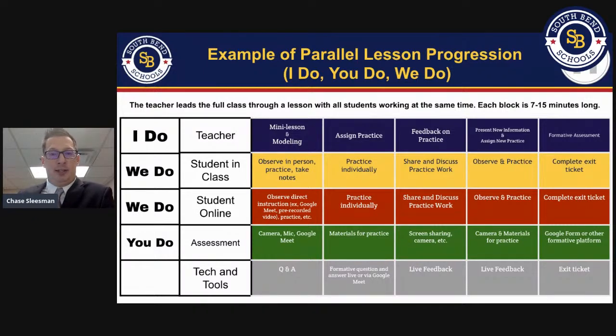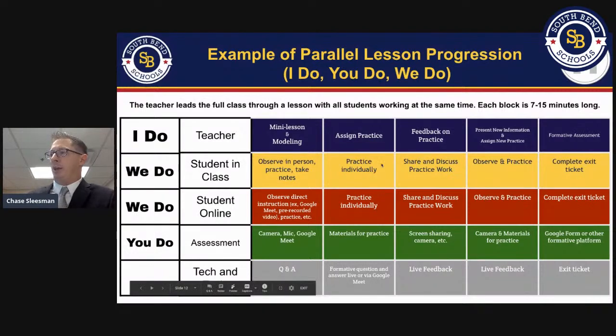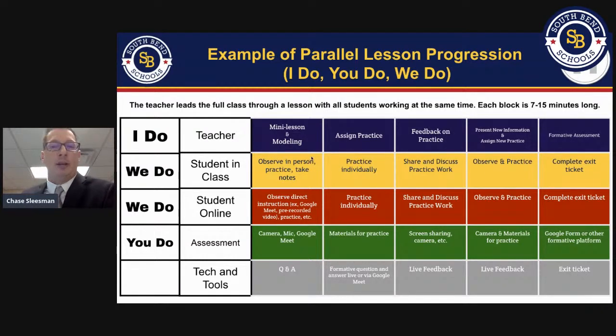So again, as you see throughout, everything is broken down to help give you ideas and strategies for how to use the parallel lesson progression. We also are going to get eventually to the lesson plan templates that are out there. So again, that's going to be your choice. You know you the best, you know your students. So you are going to select what's going to work best for you.